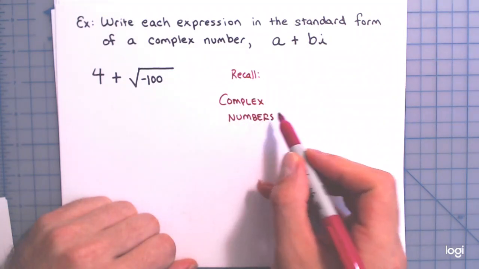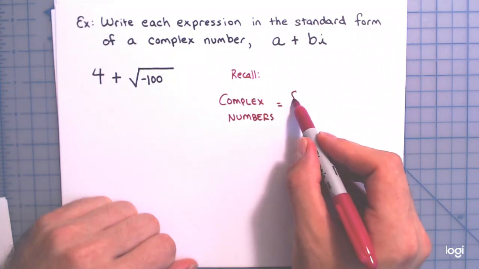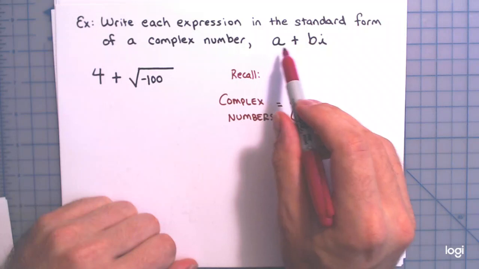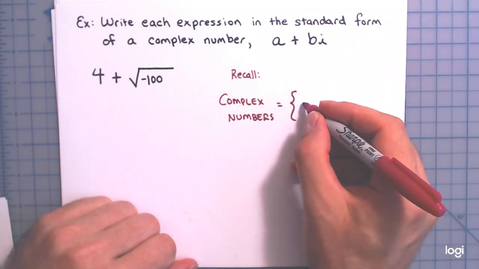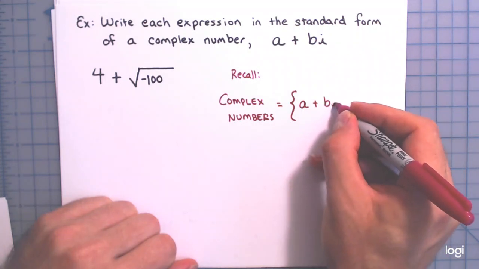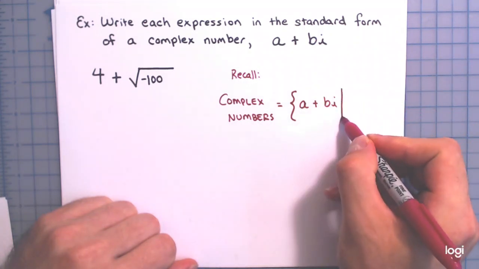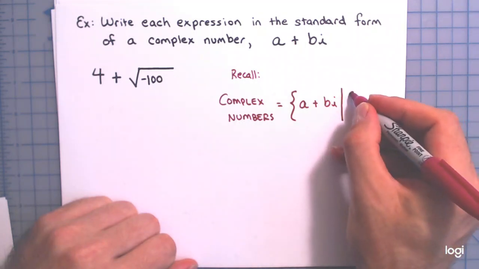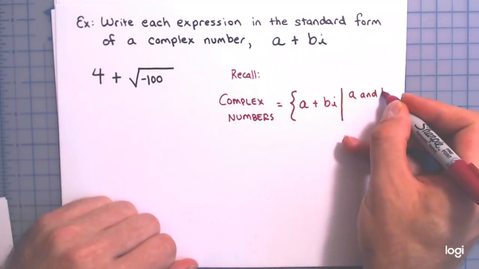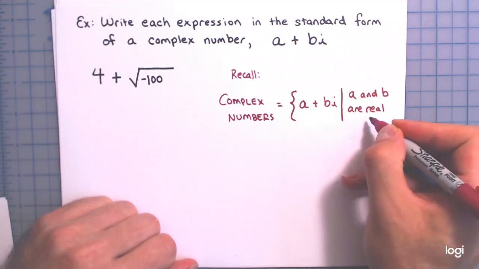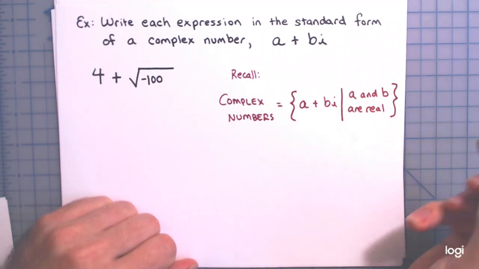All right, what are the complex numbers? Well, it's a set of numbers, right? So a set, and every single number in the complex numbers can be written this way, where you have a number a plus a number b times i, such that a is real and b is real. A and b are real numbers, right? So they're either rational or irrational.